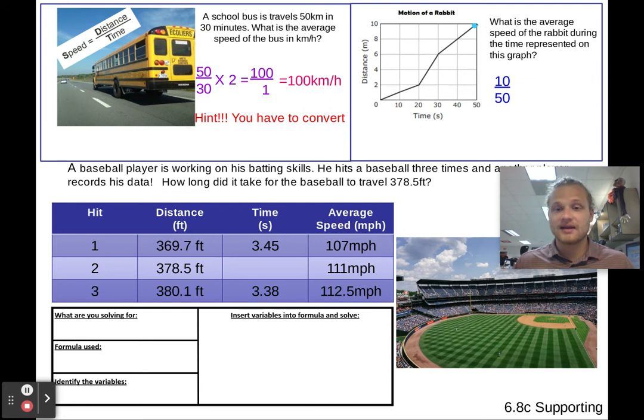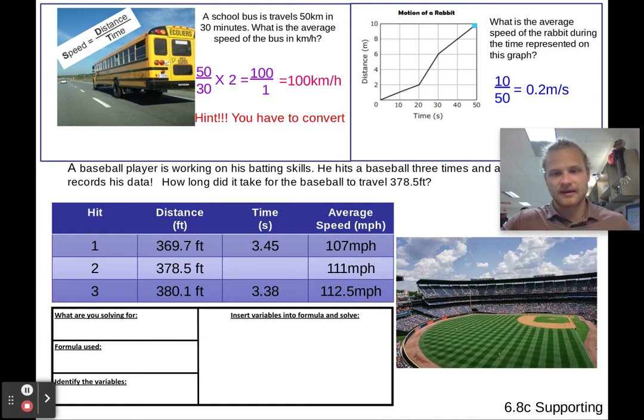Well, it ends at 10 meters, and how long does it take? 50 seconds to do it. So 10 meters divided by 50 seconds gives you 0.2 meters per second. Even though the rabbit was much faster for 10 seconds in the middle, because the slope is higher, it's steeper, it's going a lot faster, for average speed, it doesn't matter.